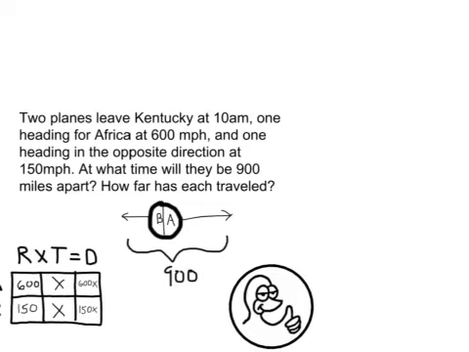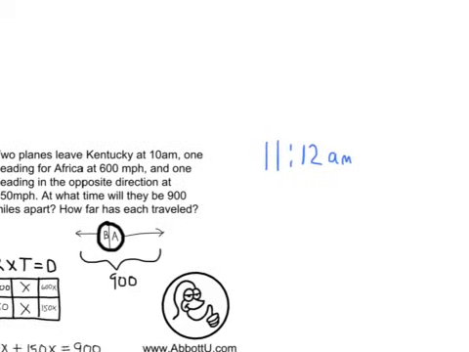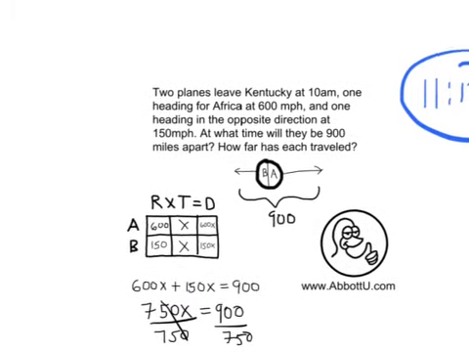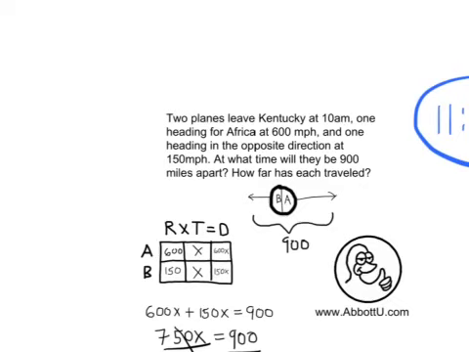We're looking at the clock time answer of, I'll leave it in blue, 11:12, and that's a.m. actually. So that is the answer right there to the first question. But remember, there's another question that we have to answer, and that is, how far has each traveled? Well, how can we find that out? How far has each traveled?